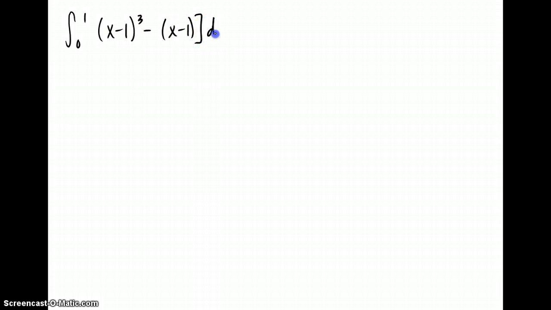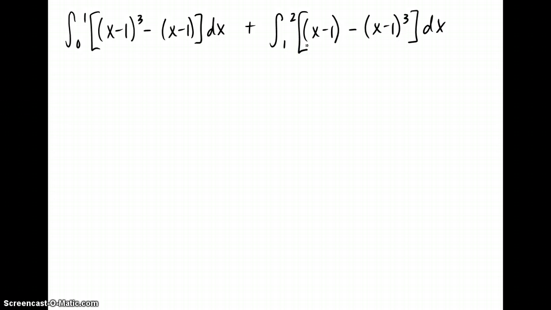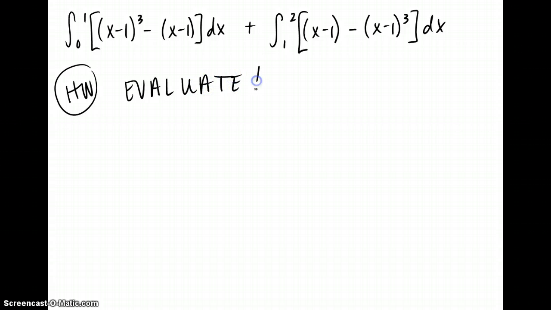Alright, now let's set up the integral. So between 0 and 1, top minus bottom. And then from the interval from 1 to 2, the line is above the cubic. Find the answer. You have to do these separately. Integrate the function, plug in the boundaries, and we'll talk about the answer.